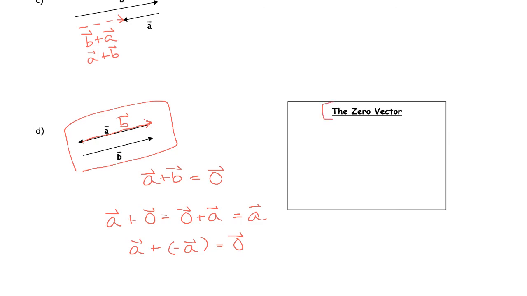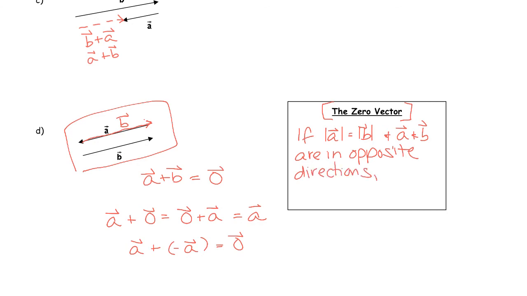Over in our box, when we're talking about the zero vector, we're going to write our conclusion. If the magnitude of A is equal to the magnitude of B, and vector A and vector B are in opposite directions, then A plus B is equal to that zero vector, and the magnitude of that zero vector is equal to 0. Which seems obvious, but the magnitude of a zero vector is 0.